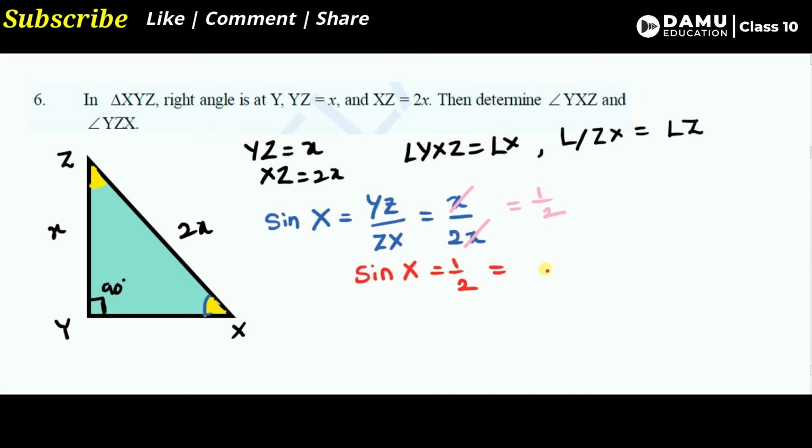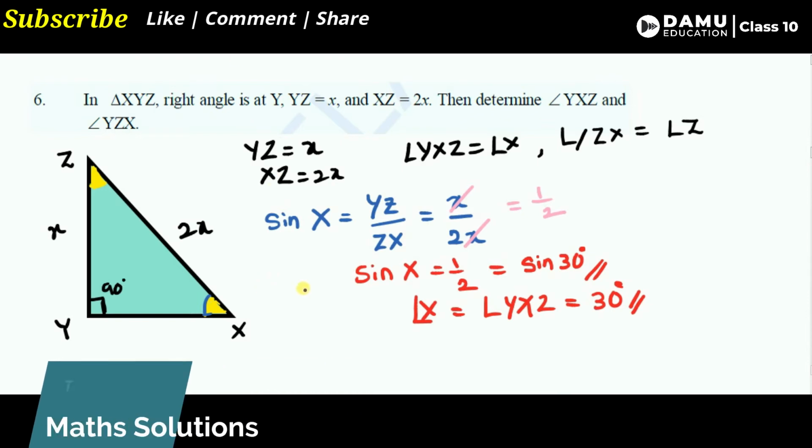1 by 2 we can write in the form of sine 30 degrees. These are the standard angle values we need to remember, we have to learn them by heart. Sine 30 degrees, that means angle X, angle YXZ, will be equal to 30 degrees. So this is the value we need to remember.